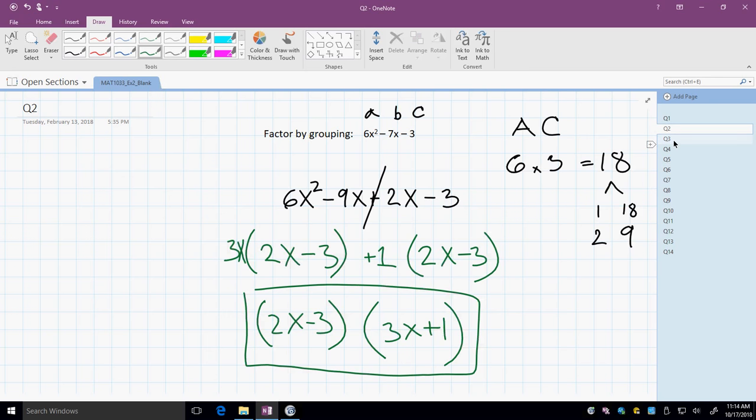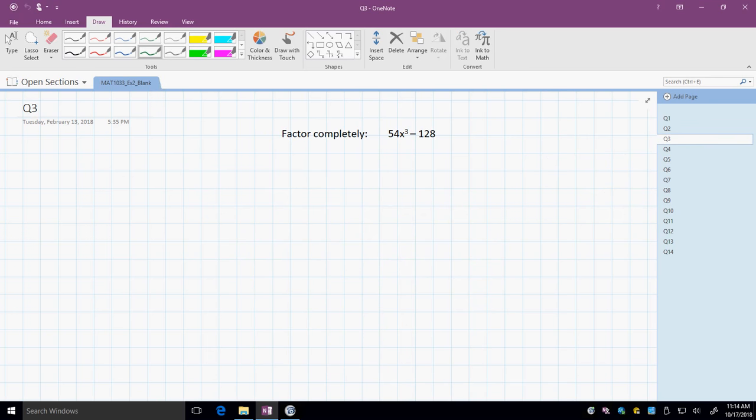Good? Okay, we're going to number 3. The same thing. Look for a common factor. We have 54 and 128. When you don't know off the top of your head which number could be, and the two terms end in an even number, you can at least go by half, dividing by 2.